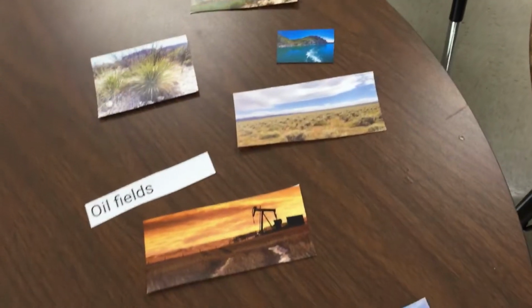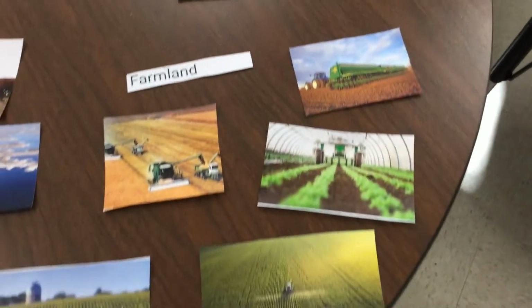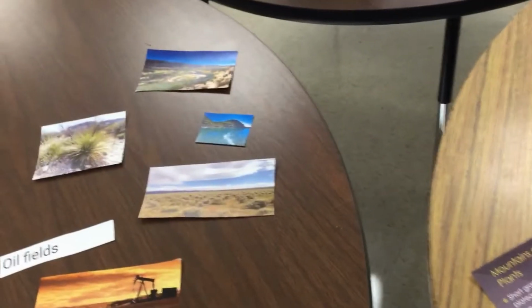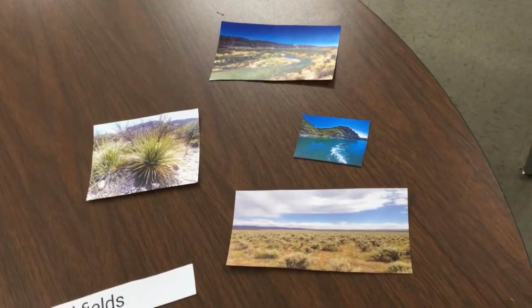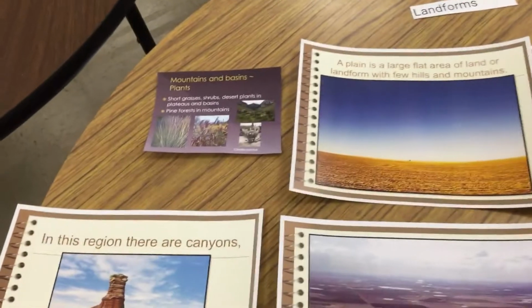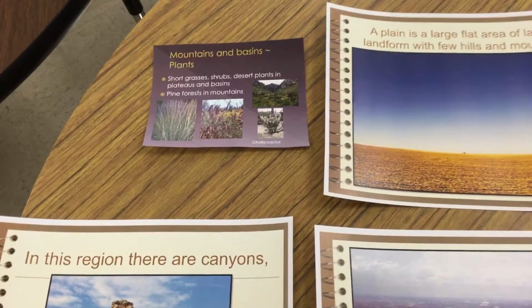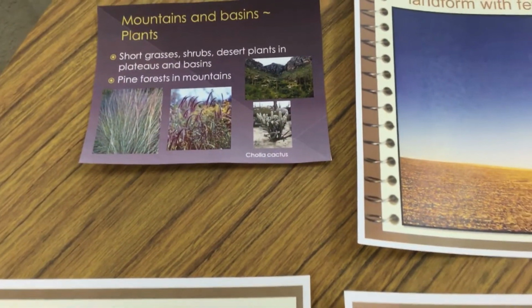And then we're going to talk about some vegetation in this area. We're going to talk about how a lot of it is oil fields and a lot of it's farmland. These are different kinds of plants and different kinds of landforms in this area. That's what we're going to talk about. We are going to do a lab a little bit later this week about landforms. And this is a mountain and basin plant. So these are all the different kinds of plants you might see in this area. It's called vegetation, or plants.